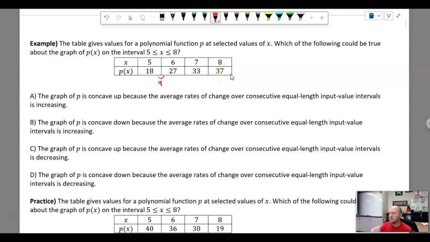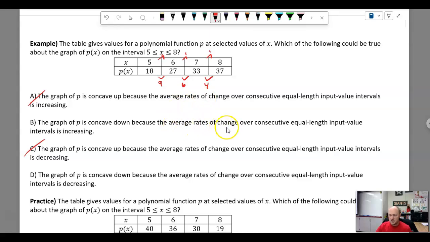But how are the average rates of change changing? So I'm increasing by 9, then I'm increasing by 6, then I increase by 4. And it's important to note that this is over consecutive equal length input value intervals, right? So you can analyze that slope. Notice I have positive slope, but my positive slope values are decreasing. I'm increasing by less and less each time. So if my rates of change are decreasing, that's going to be concave down. So I'm going to get rid of A and C. This is concave down. Let's check the answers here.